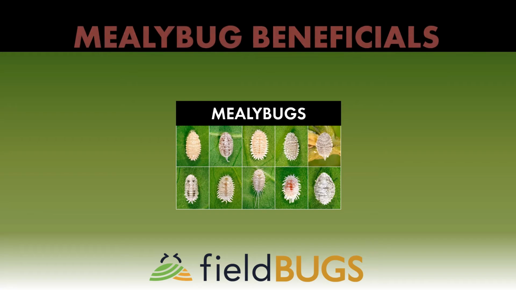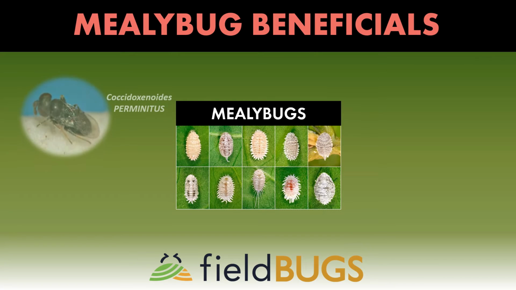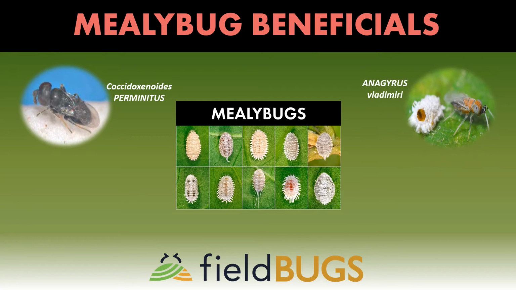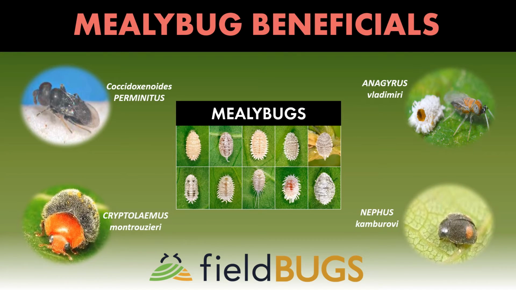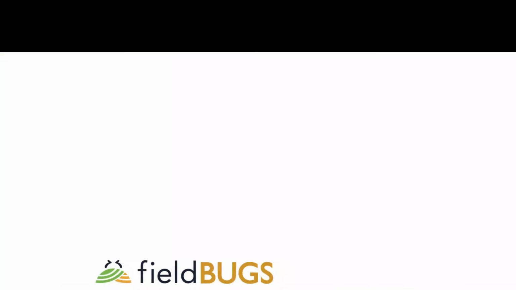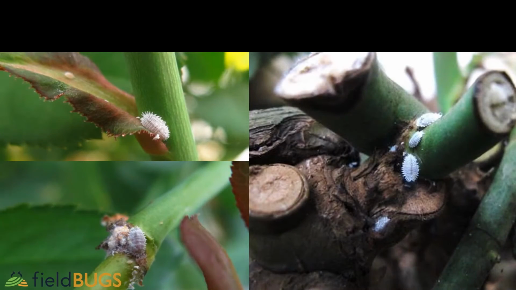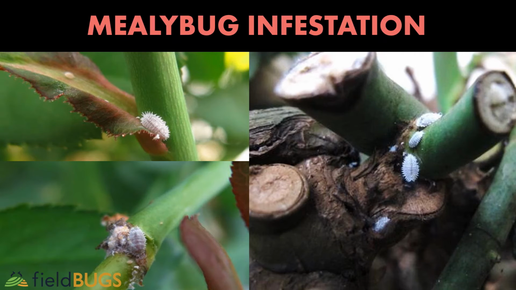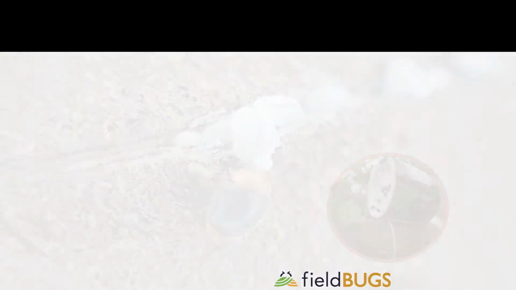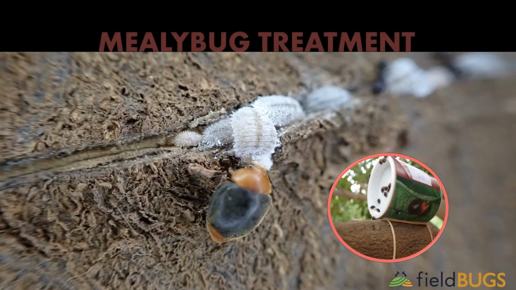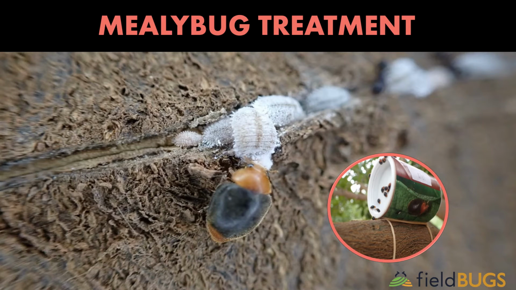There are four main mealybug beneficials: Herminitus and Anagyrus, which are parasitic wasps, and Nephis and Cryptolemus, which are predatory beetles who feed on live mealybugs. Here one can see examples of mealybug infestation. For the treatment of mealybug, predators are released from their packaging and immediately start to hunt for their prey.